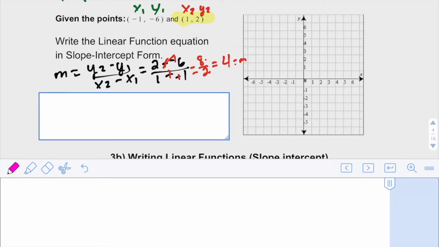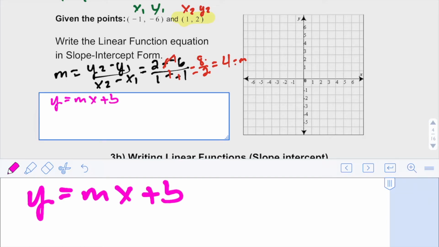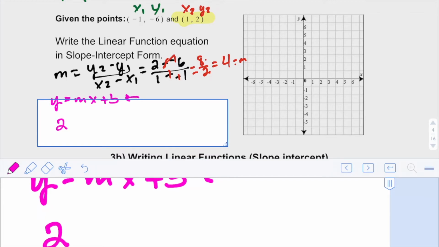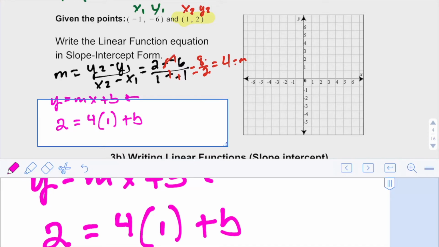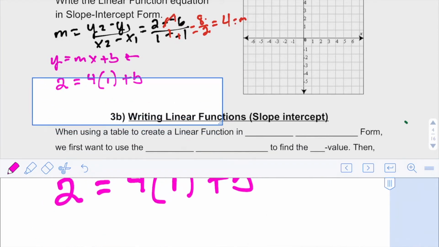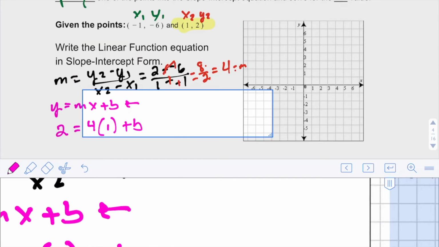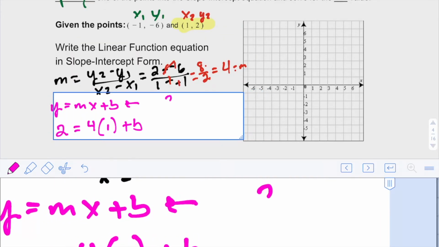And remember, we're talking about y equals mx plus b, and we're going to solve for that b value right there. So my y value is 2 from the point above, and then it's going to equal my slope of 4, okay, from the m that I found, and then my x value is 1, and it's going to be plus b. Well, we all know that 4 times 1 is just 4. So this equation is going to turn into 2 equals 4 plus b.